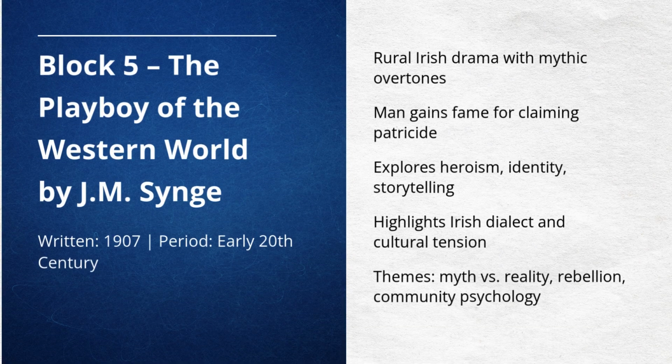Now, from the bustling, cynical streets of London, we cross over to rural Ireland with a play that sparked outrage and became iconic, The Playboy of the Western World by J.M. Synge. Set in rural Ireland, this play was highly controversial when first staged. This Irish play explores how stories, violence, and identity intersect in a small village.